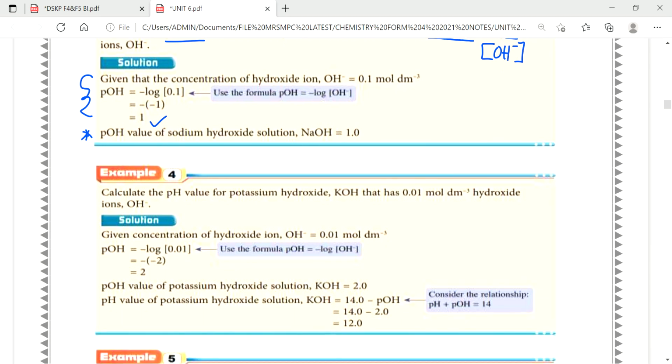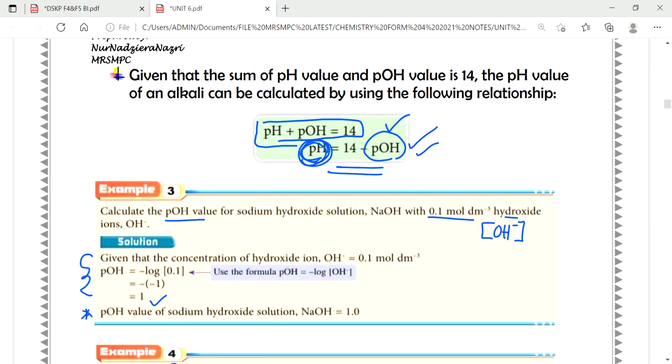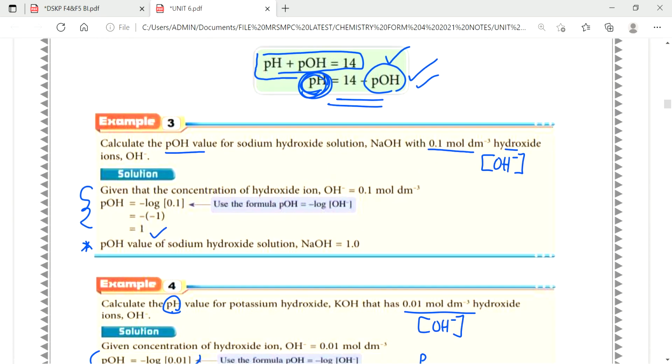Okay, example 4, calculate the pH value for potassium hydroxide. Dia nak pH tapi dia bagi tentang OH. Okay, jangan rasa panik. So try dulu buat satu-satu. Dia bagi OH, so cari dulu pOH tu. Tengok sini pOH tu. Okay, dapat 2. So since dia tanya pasal pH, kita boleh dapatkan pH melalui formula yang ini. Kita dah ada pOH kan? So 14 tolak pOH dapatlah pH.